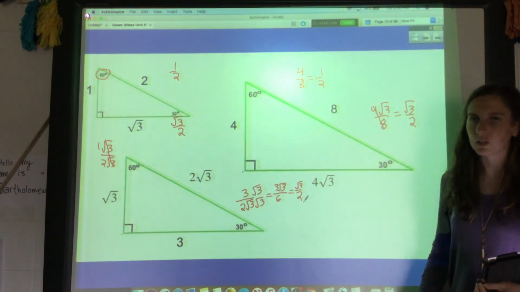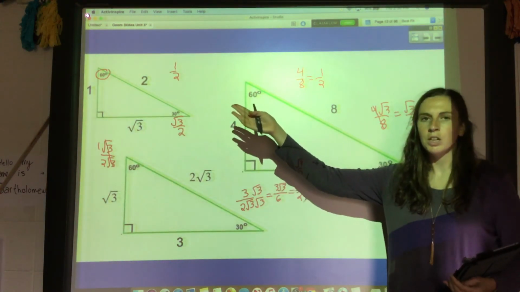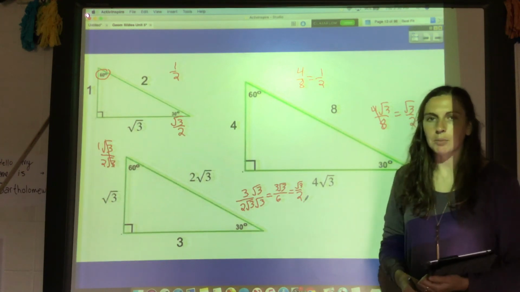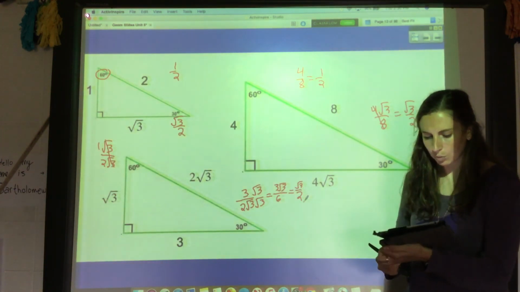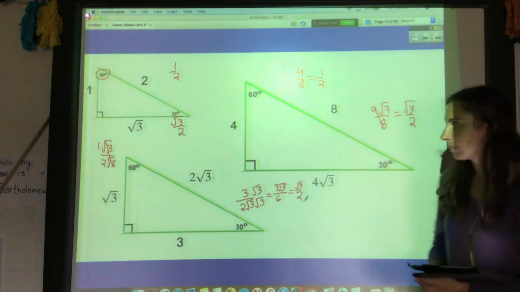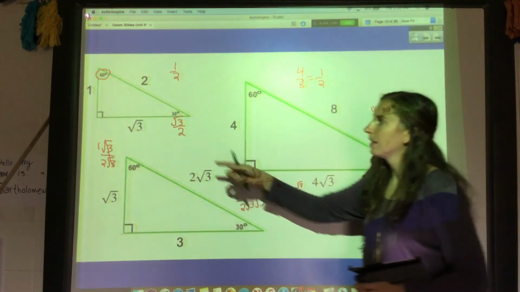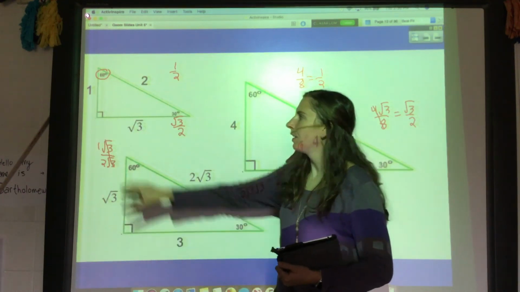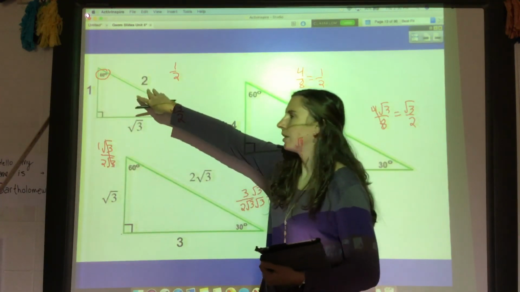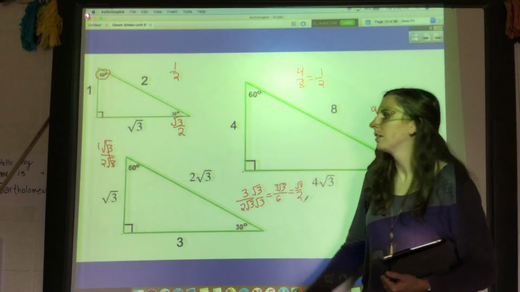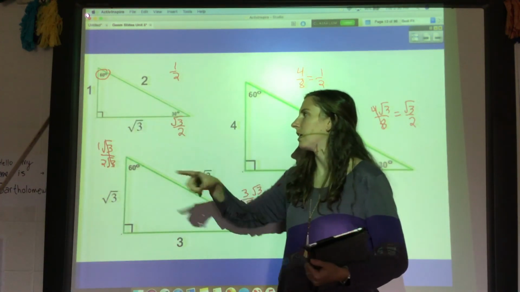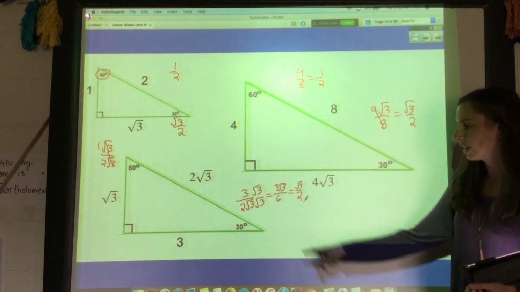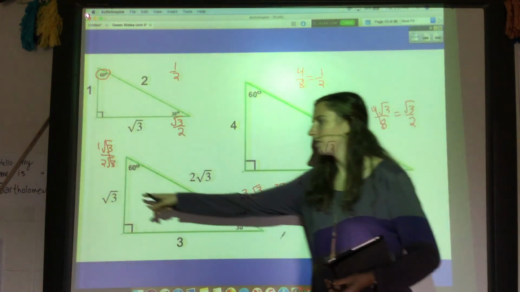That actually makes sense, right? These are similar triangles, so the proportions of their sides should be the same. So this is always going to happen. In a right triangle, if you have a 60-degree angle, this side compared to this side is always 1/2. This side compared to this side is always square root of 3 over 2. We could do the same thing with the 30-degree angle. It would just be called something different.